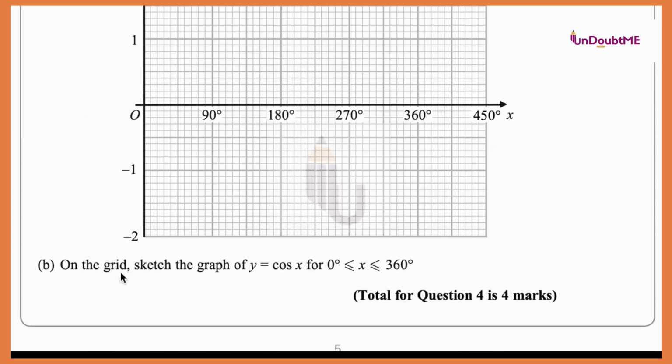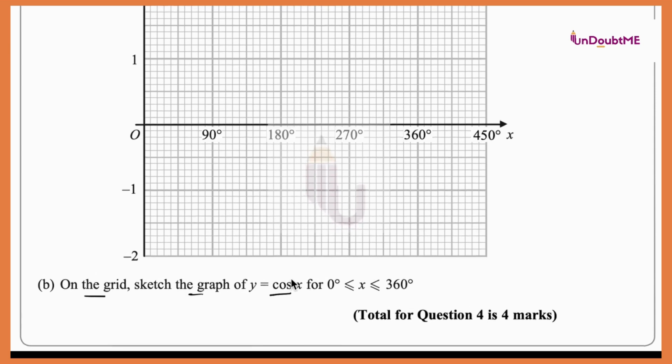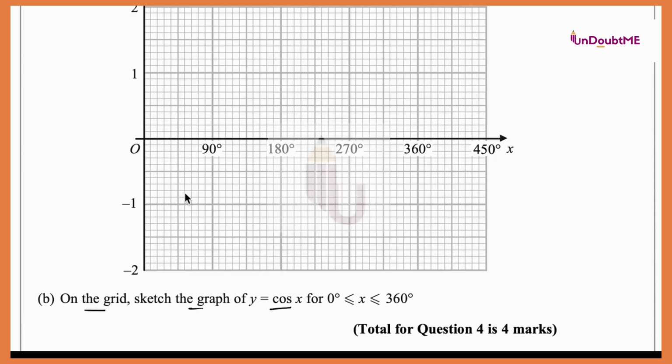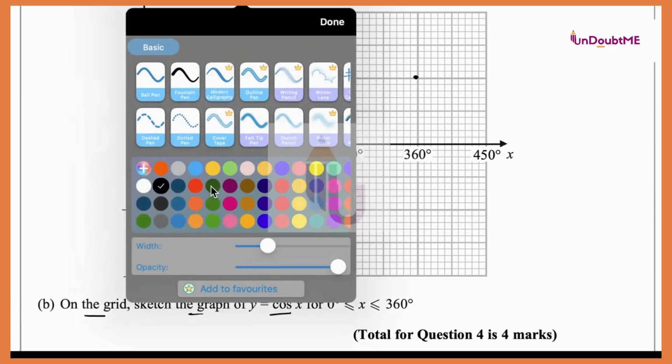Next is, on the grid, sketch the graph of cos x. Now this question is moreover like either you should know the values or you should know the graph of cos. Okay, so it will be better if you learn at least the graph of cos and sine, because those are mostly asked questions. So it starts with 1, it comes to 0 at 90. I'm just marking the crucial points first. Then at 180 it is minus 1, at 270 it is 0, and at 360 it is 1. Okay, now we have got the points, we need to just plot them.